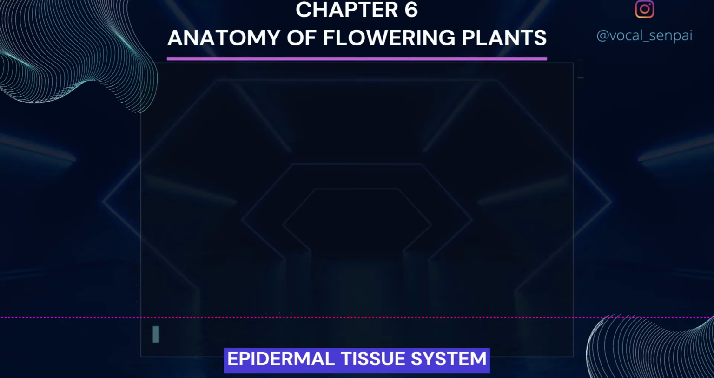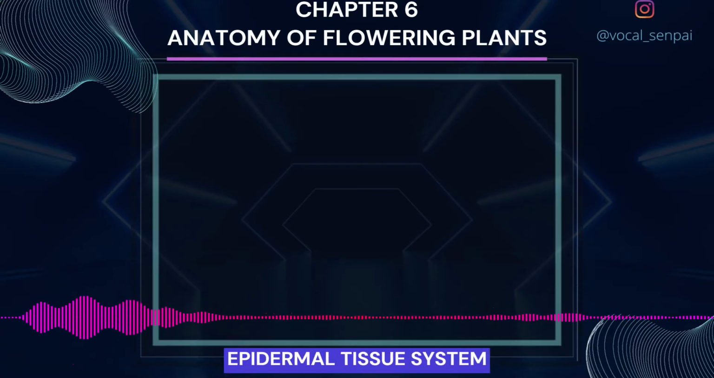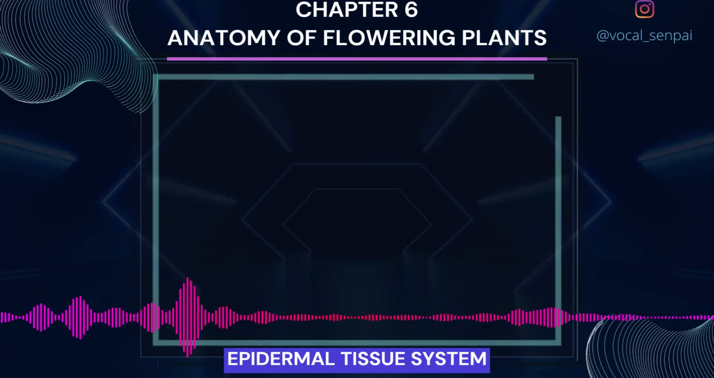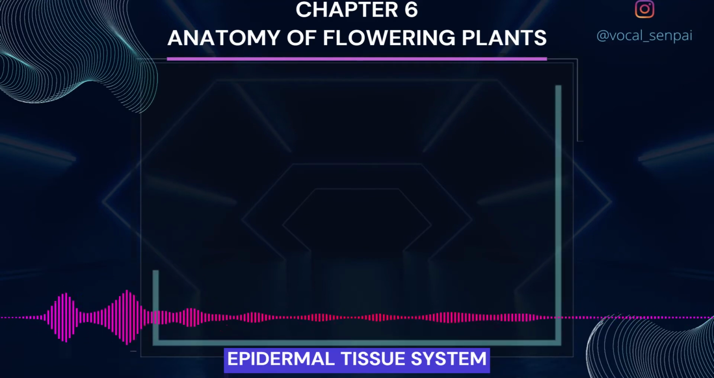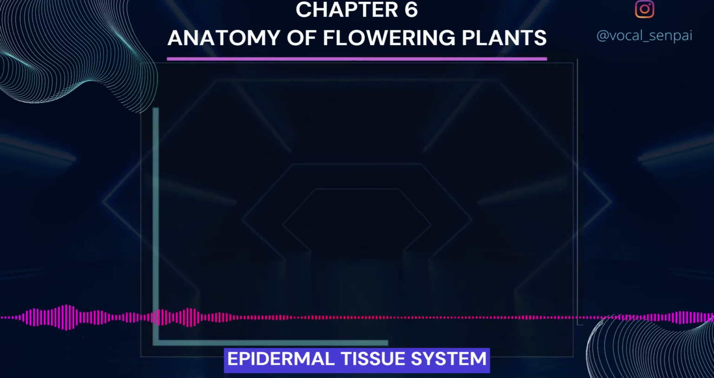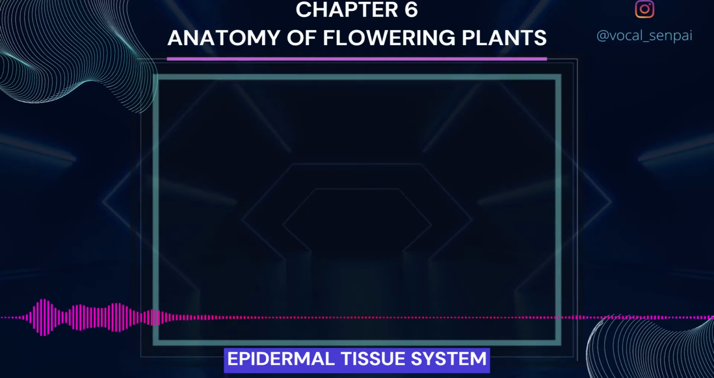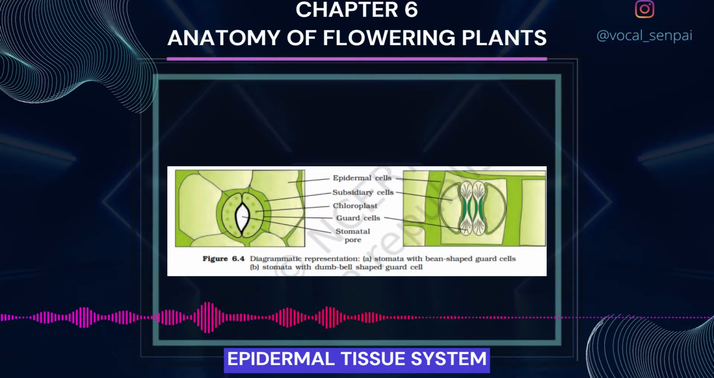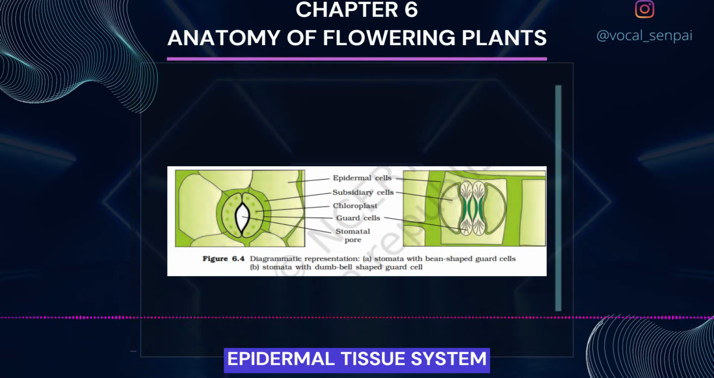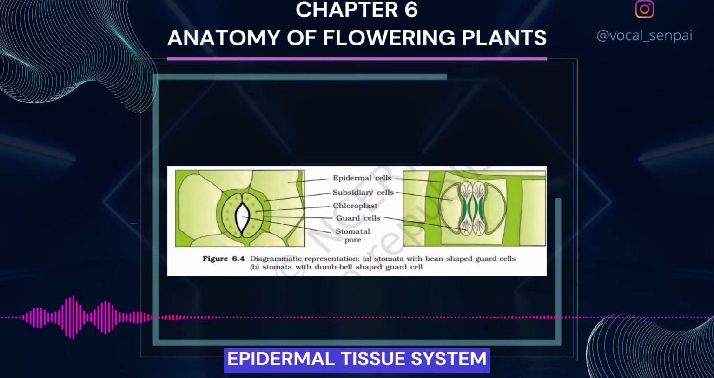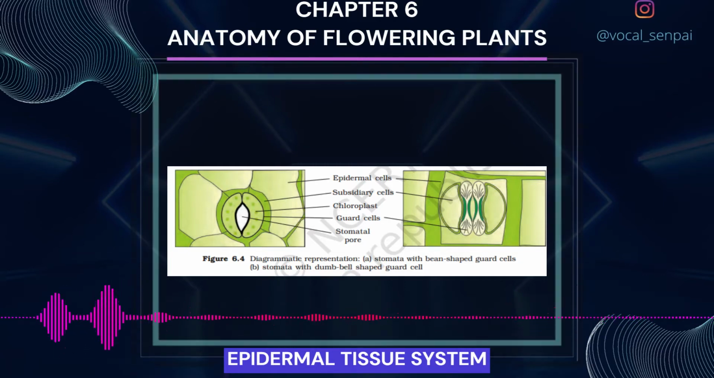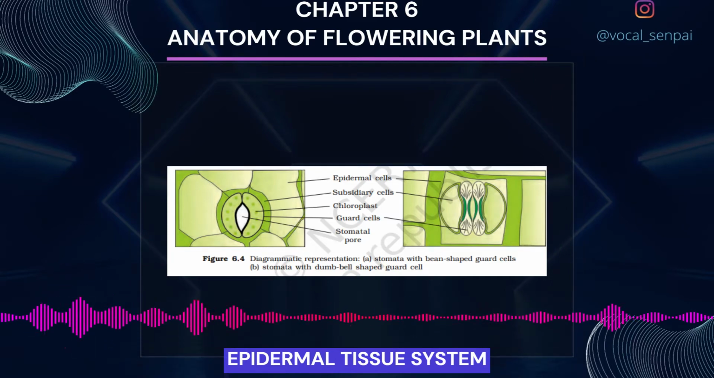Epidermal tissue system. The epidermal tissue system forms the outermost covering of the whole plant body and comprises epidermal cells, stomata, and the epidermal appendages, the trichomes and hairs. The epidermis is the outermost layer of the primary plant body. It is made up of elongated, compactly arranged cells, which form a continuous layer. Epidermis is usually single-layered.